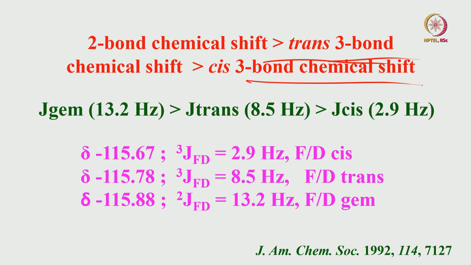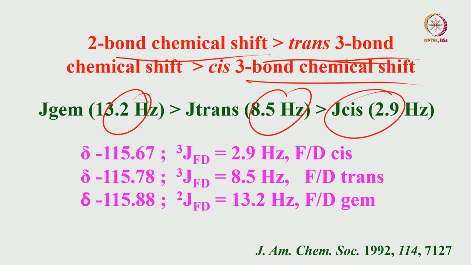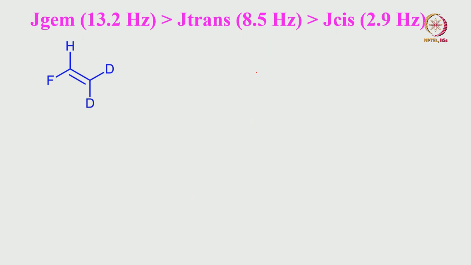Similarly, J coupling, J geminal is larger than J trans, which is larger than J cis. So not only is the chemical shift of the two-bond larger than trans three-bond and cis three-bond chemical shift. That means two-bond means the one which is geminal. So geminal chemical shift is larger than trans chemical shift, than cis chemical shift. That's what it is. Similarly, we also got the information about J couplings. With this idea, we'll see how we get the pattern.